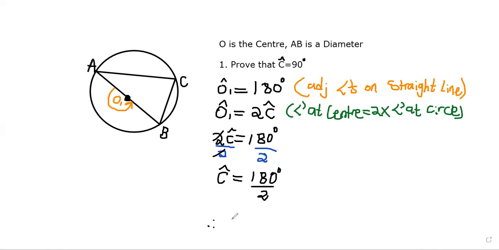Then you can conclude, therefore, angle C is equal to, we all know that when you divide 180 by 2, you get 90 degrees. So we have proved that angle C is equal to 90 degrees. After proving it, it's a must to go to the diagram to indicate that angle C is equal to 90 degrees. And don't forget, the reason is angle in a semicircle.